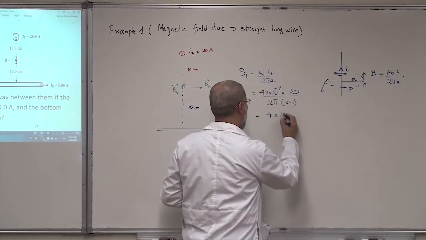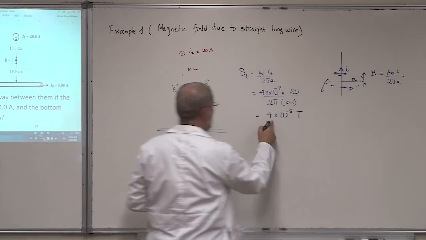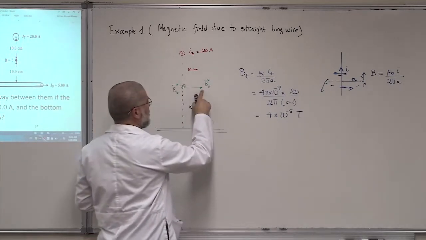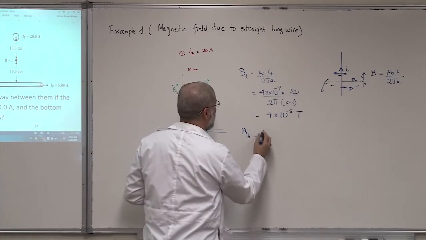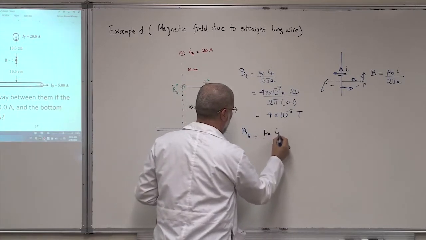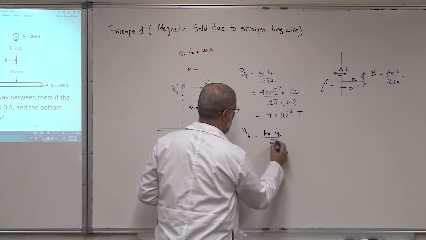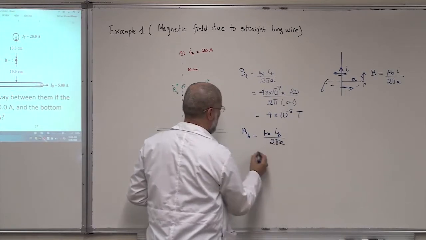10 to the power minus 5 Tesla. That's the magnitude of this magnetic field, and its direction is here, okay? Now we go to B bottom. We use the same formula, okay? I bottom. The only difference here will be the current, because A is the same.